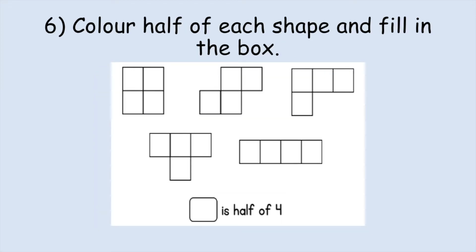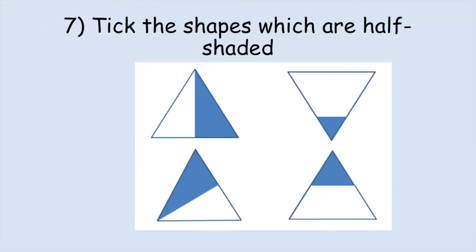Question number 6. Colour half of each shape and fill in the box. Now this is a bit tricky. So we have different ways of showing 4 squares connected to each other and you need to colour half of them. And then tell me something is half of 4. So what is half of 4 and fill in the box.